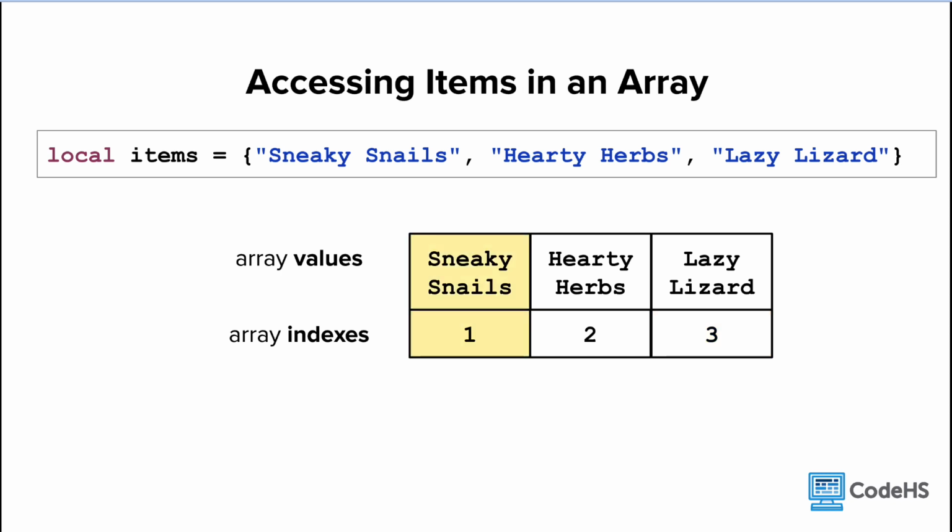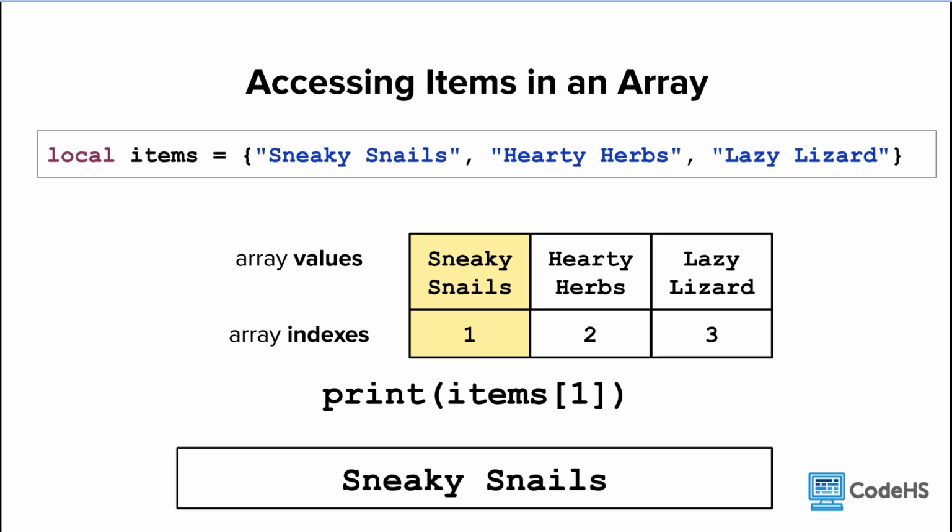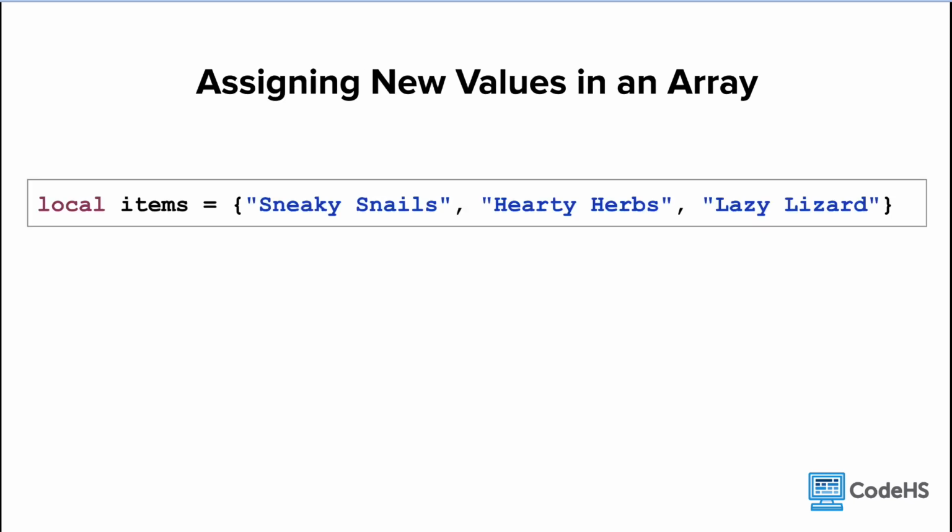Let's say we want to access the first element in our items array. We could type items[1], where the number 1 is within brackets. If we want to print out the first item, we could type print(items[1]), and this would print out Sneaky Snails. What do you think this might print out? print(items[3]) will print out Lazy Lizard.